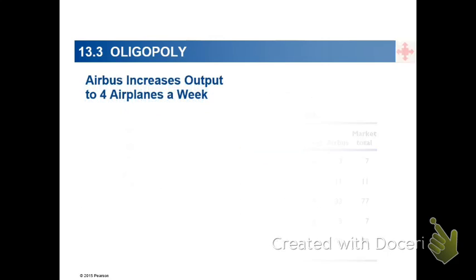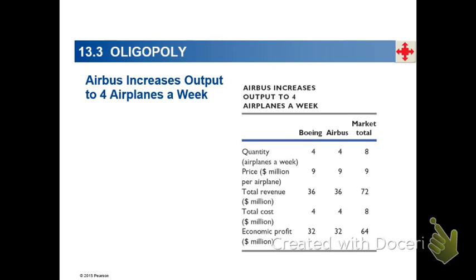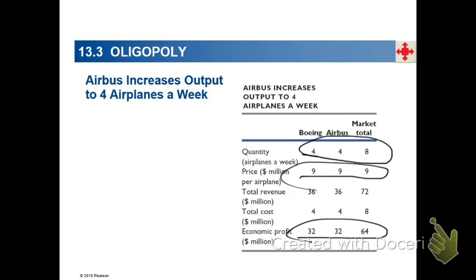What if Airbus does the same thing? What if Airbus also cheats? They are both going to produce 4 and 4. Remember, both of these are cheating outputs. The price is going to go down, and their profit is going to go down from 40 to now 32 and 32.